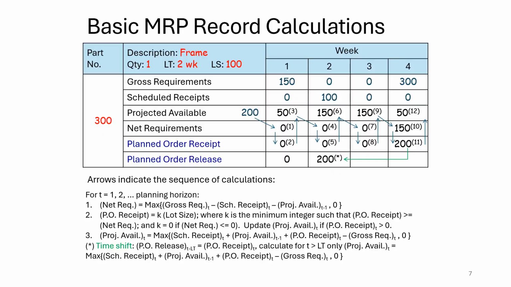So now let's take a look at the MRP calculation for this example. The gross requirements and the scheduled receipts are the inputs. So we already know that for week 1 we need 150 units, for week 2 we need 0 units, for week 3 we need 0 units, and for week 4 we need 300 units. So this is an input. And similarly, the scheduled receipts are also an input that tell us that based on a previous order that we have made in the past, we are expected to receive 100 units of product in week 2. So these two are the inputs coming into the MRP.